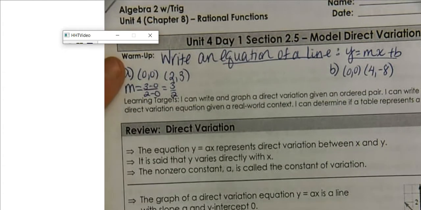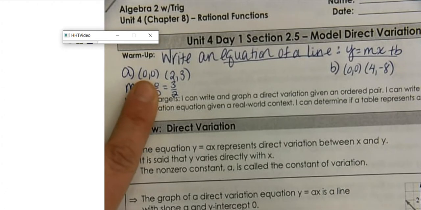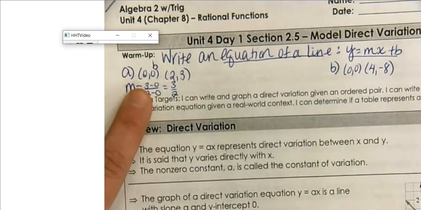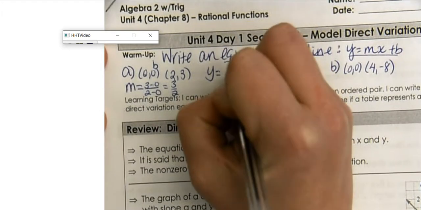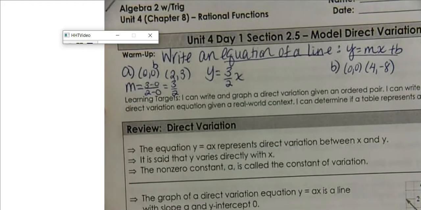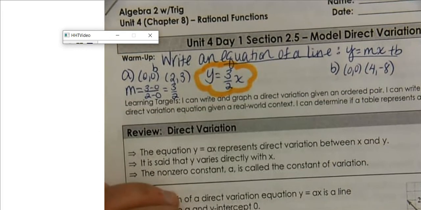Our b value: what's really cool about this is that I already know what the y-intercept is. It's (0, b), whatever our b value is. Since I know it's 0, my b value is going to be 0. So therefore, my equation is y equals 3 halves x. If you want to write plus 0, you are more than welcome to do that, but you really don't have to. This is the most simplified form of the equation.